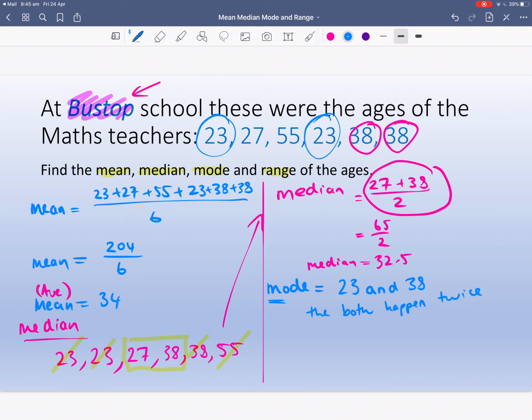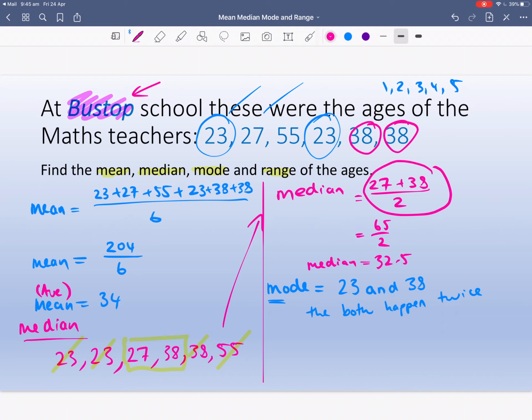You can have numbers that happen 3 times, 4 times, there's no rule. There is a situation when there is no mode. There is no mode if no number repeats. If they say we have this situation, 1, 2, 3, 4, 5, is there any number that happens the most? No. So there's no mode, all right, because they all occur one time.